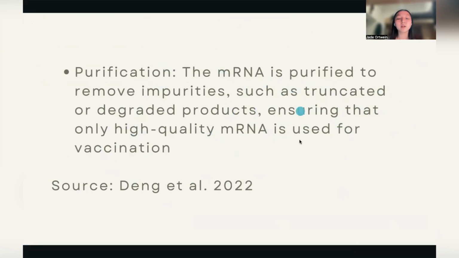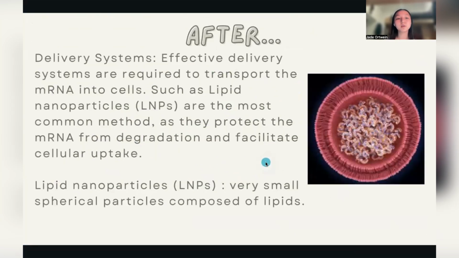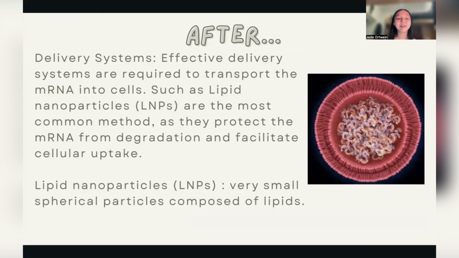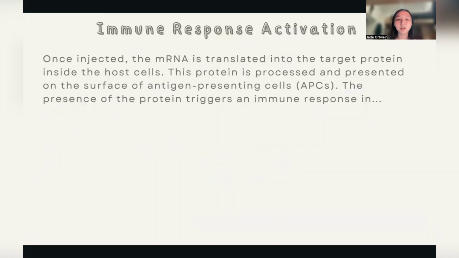So after the mRNA is made, it goes to the cell, carried by this weird looking thing, which is called lipid nanoparticles. They are very small spherical particles composed of lipids, and they protect the mRNA from degradation and facilitate cellular uptake. And then the mRNA will tell the cell what to do. So once injected, the mRNA is translated into the target protein inside the host cells.